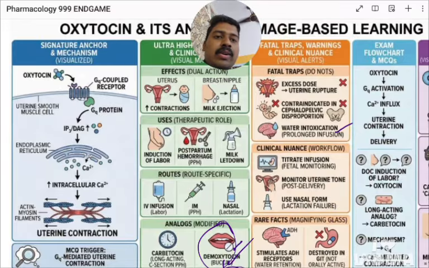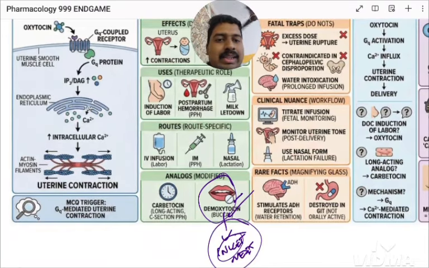Next, third is water intoxication. Okay, why water intoxication occurs is because oxytocin has similar actions to ADH. So ADH has the property of antidiuresis. That means it will try to retain water. So that's why that effect will be pronounced, and that's why we'll have water intoxication.